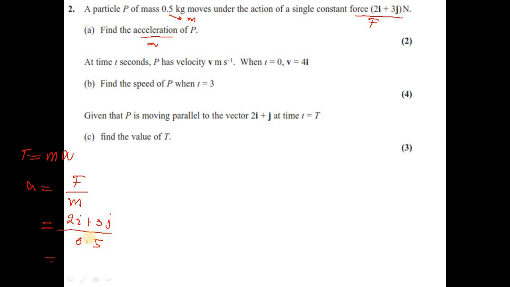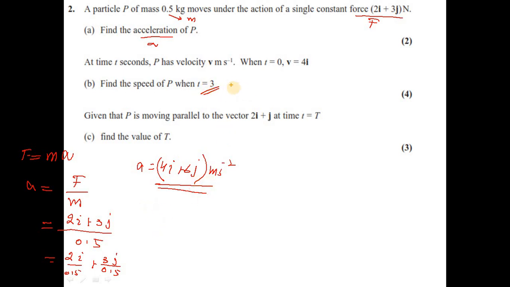So this 0.5 you can split under each component. So 2I divided by 0.5 plus 3J divided by 0.5. So finally your acceleration would be equal to 4I plus 6J meters per second squared. So this is your acceleration. At time t seconds, P has a velocity v meters per second. When t equals 0, v equals 4I. Find the speed of P when t equals 3.